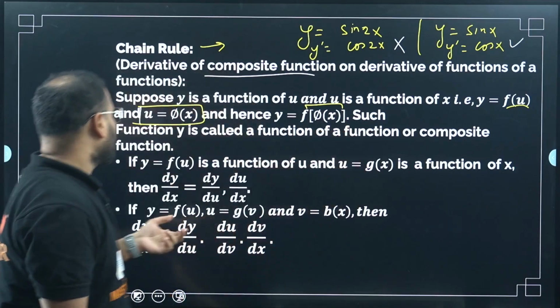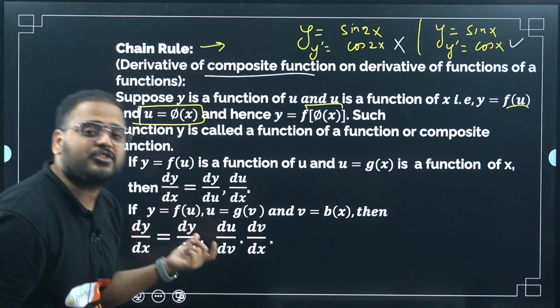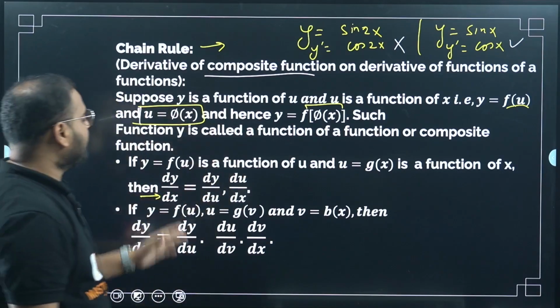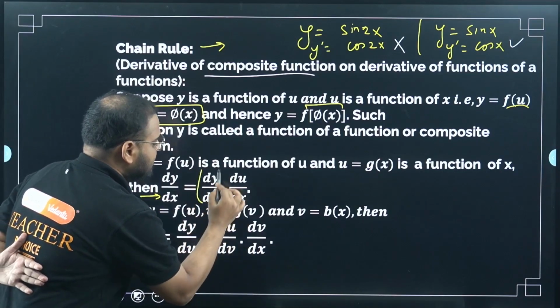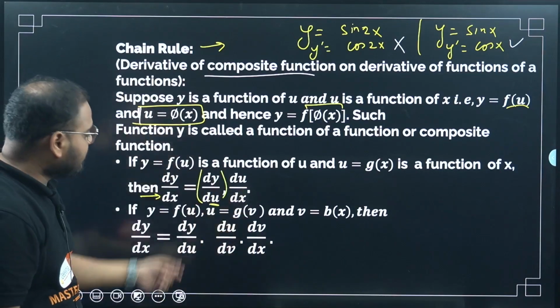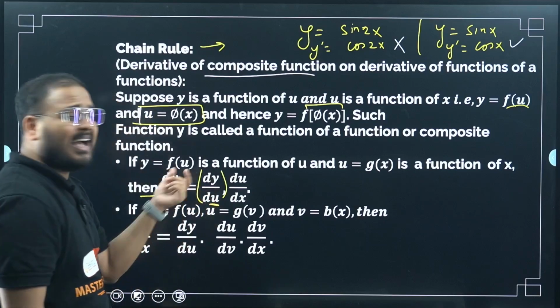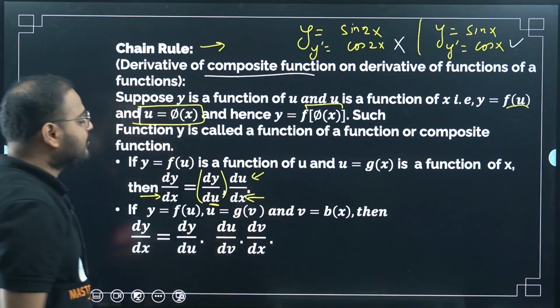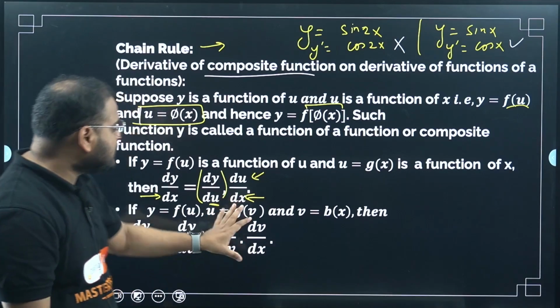So what we do is, whenever we are finding the differentiation of this function y with respect to x, we first take the derivative of y with respect to u, and then we move on to taking the derivative of u with respect to x. So this becomes a chain rule.